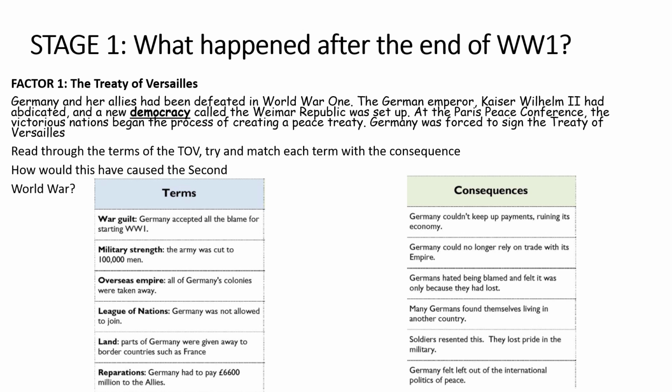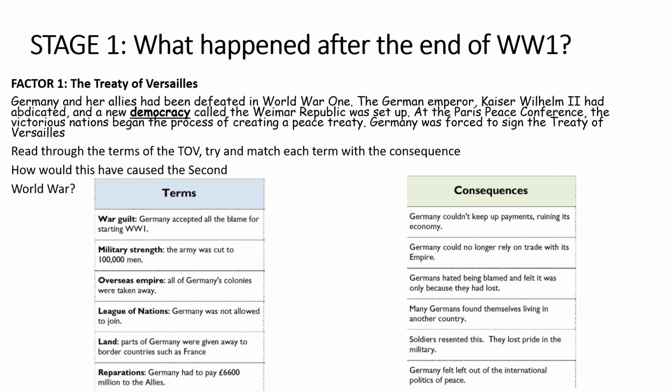The German emperor at the time, Kaiser Wilhelm, had abdicated the throne, which meant he had given up the throne and his position had disappeared, and a new democracy called the Weimar Republic was set up. So a democracy is where everybody votes for who they want to lead the country. Okay? At a peace conference at the end of the war, the nations who won, so America, Britain, France, began the process of creating a peace treaty that everybody had to sign.